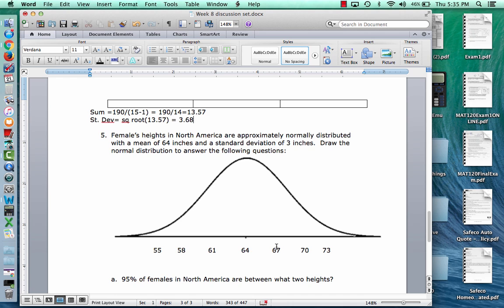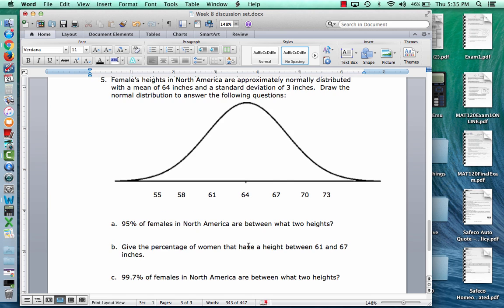So 1 standard deviation above the mean is 67. 2 standard deviations above the mean is 70, and 3 standard deviations above is 73. 1 standard deviation below is 61. 2 standard deviations below is 58, and 3 standard deviations below is 55. They should be equally spaced, but I was having a little bit of issue with Word. When you write this out, just try and have them equally spaced.